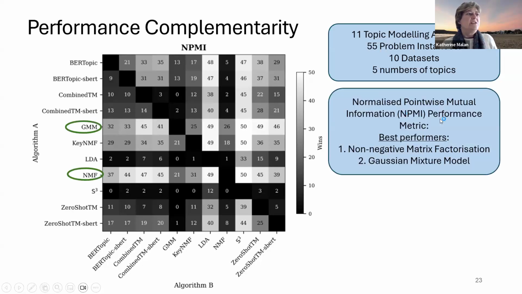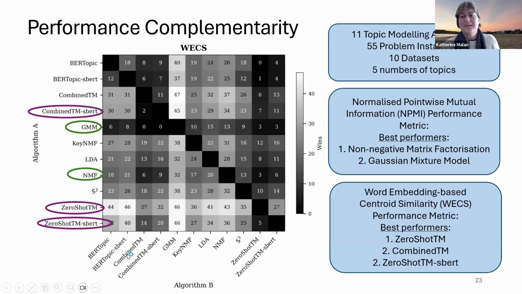And then he's shown that if we're using the normalized pointwise mutual information as a performance metric, then the best performers are Gaussian mixture model or non-negative matrix factorization. This is out of 55 problems. This is comparing wins and losses. So it's saying that GMM was better than the other algorithm, in 45 of the data sets. But the point is, it depends on how you measure the performance, because if you use another performance metric, other ones do better. And so there's a lot of performance complementarity there.